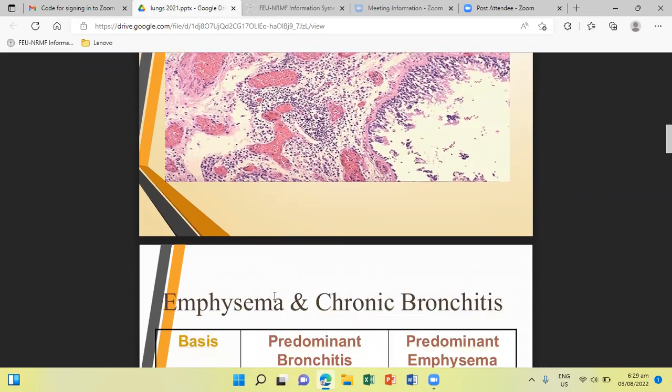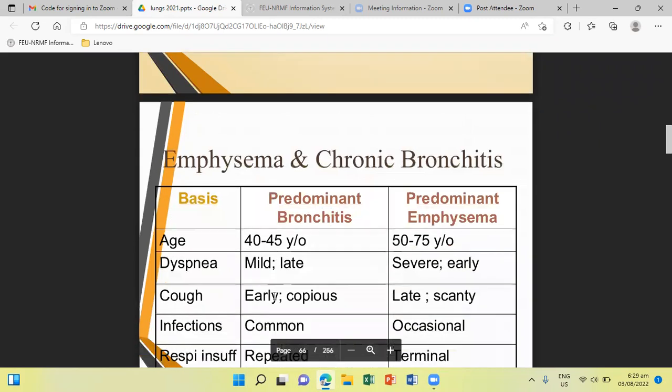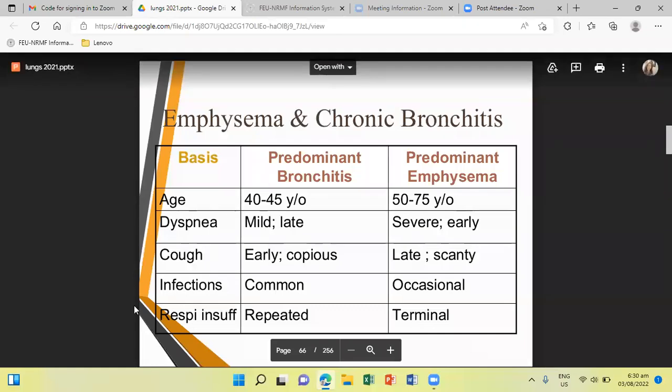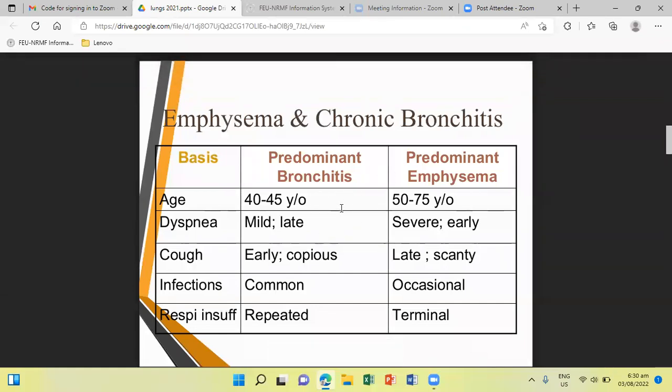So, sometimes you will tend to see an overlap among your patients, like, for example, emphysema and bronchitis. They can actually coexist. However, depending on the enumerated expected clinical manifestations here, you can actually tell whether your patient is having predominantly bronchitis or predominantly emphysema.